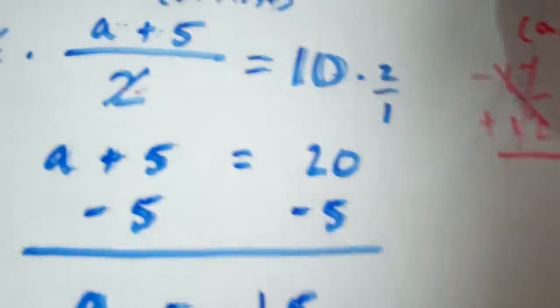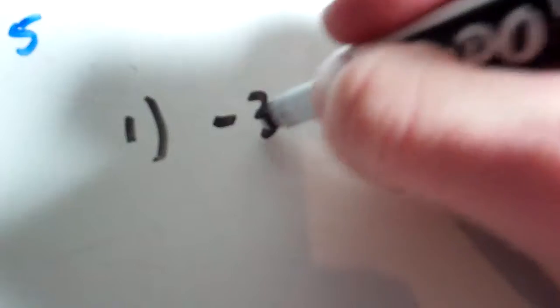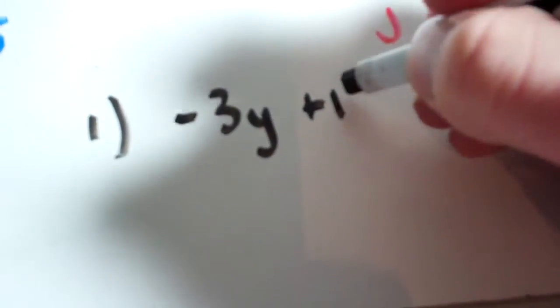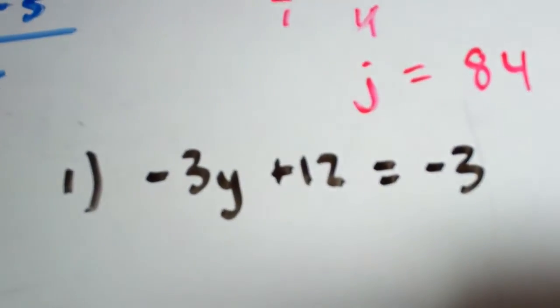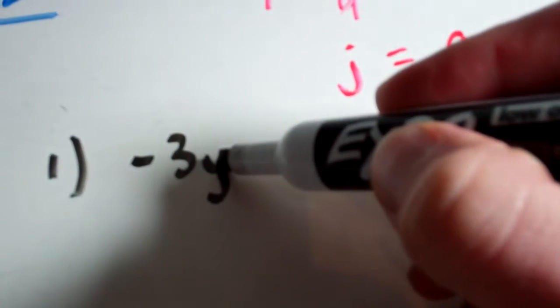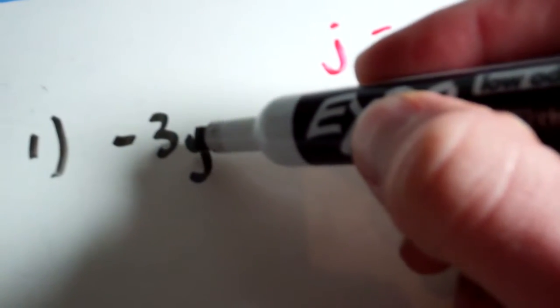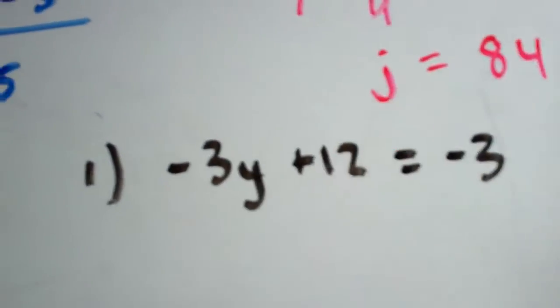Okay, you have two problems to solve on your own now, and turn this in. The first one is negative 3y plus 12 equals negative 3. Ask yourself what inverse operation I'm going to do first. I have my variable. I'm multiplying my variable by negative 3, and I'm also adding 12 to my variable. I've got to undo both of those in a particular order.